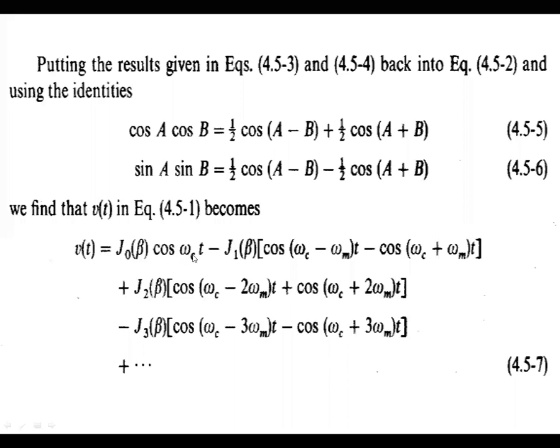This omega c t is the carrier term, minus J1 of beta having cos omega c minus omega m of t, minus cos omega c plus omega m of t. Now the J1 term has two components. One component is omega c minus omega m, another component is omega c plus omega m. There are two components. Like the J2 term has omega c minus 2 omega m and omega c plus 2 omega m.